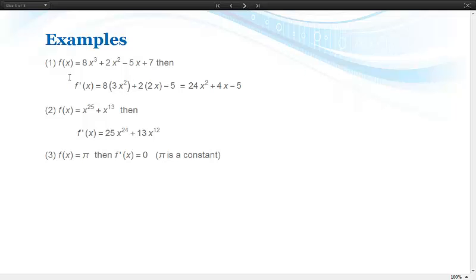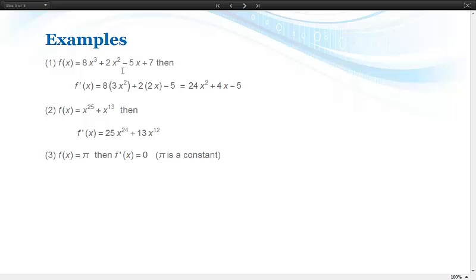So f of x is 8x cubed plus 2x squared minus 5x plus 7. The derivative, using the rules we had above, the derivative of the sum is the sum of the derivatives. So I can take the derivative of 8x cubed and then add the derivative of 2x squared and then add the derivative of negative 5x and add the derivative of 7. So the derivative of 8x cubed, I can bring the constant out. It's 8 times the derivative of x cubed. The derivative of x cubed is 3x squared by the power rule.